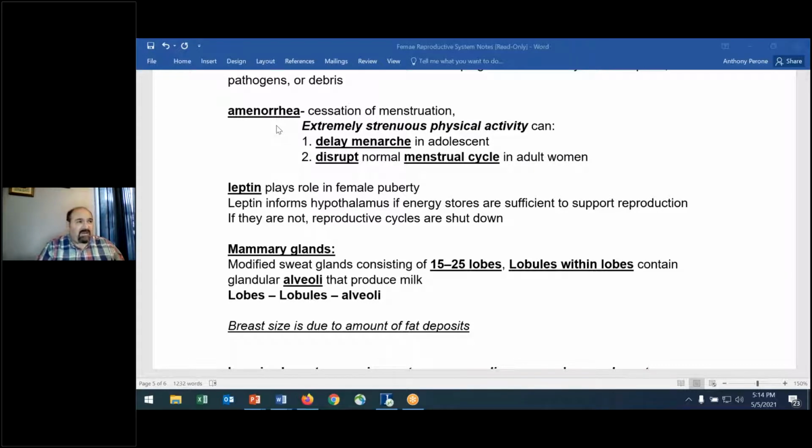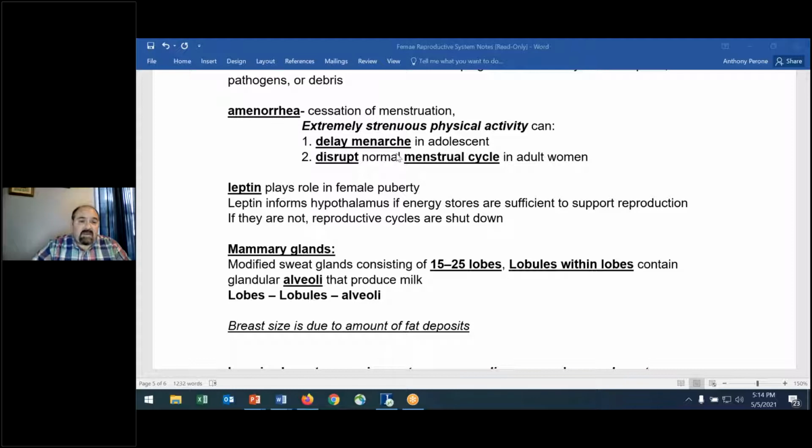So as far as running, track and field, these really strenuous types of physical activity, with very low body weight and low fat levels, can also contribute to amenorrhea. The body is sensing that you may not have enough nutrients and the ability to successfully carry a pregnancy, so your body prevents you from becoming fertile.